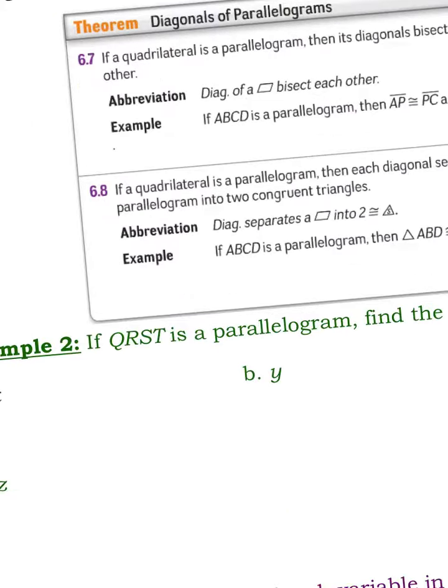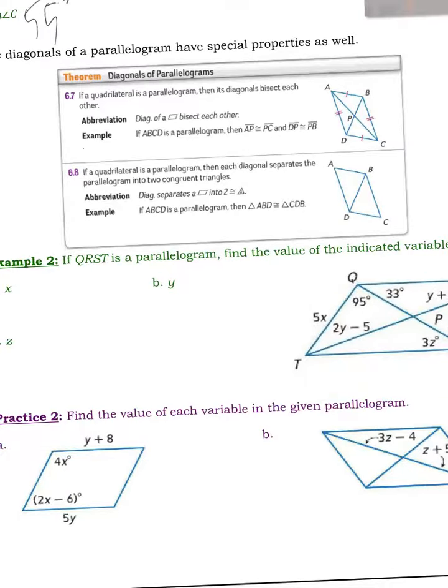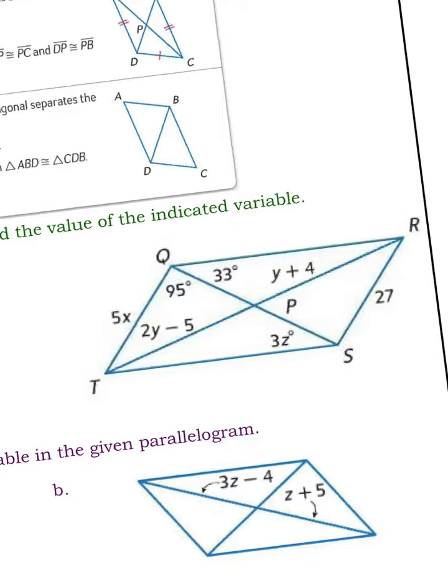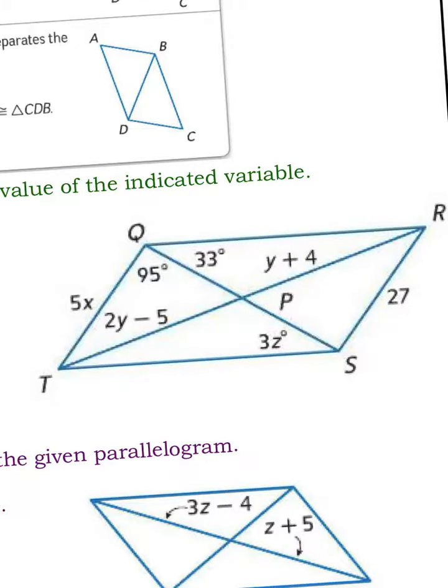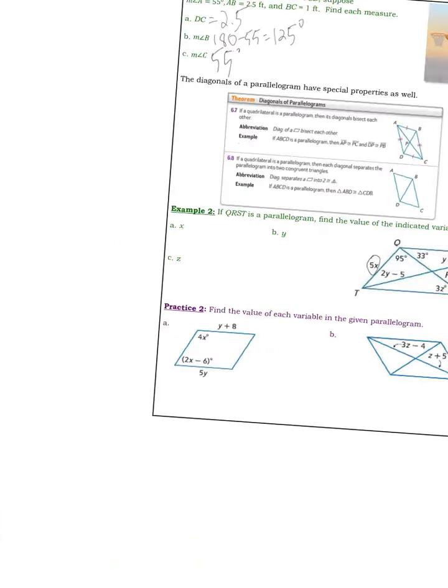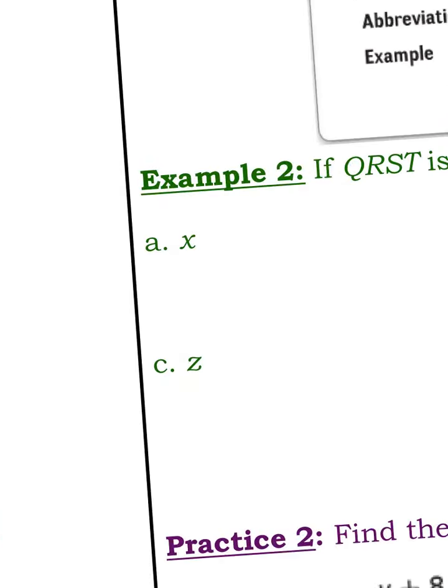Let's move on to the next example. If QRST is a parallelogram, find the value of the indicated variable. Okay, so let's solve for x. Notice how you have 5x on the outside and 27 on the outside. So parallel sides are congruent. So opposite sides are parallel and congruent. So 5x equals 27. Let's just divide out that 5, and I get an answer of 5.4.